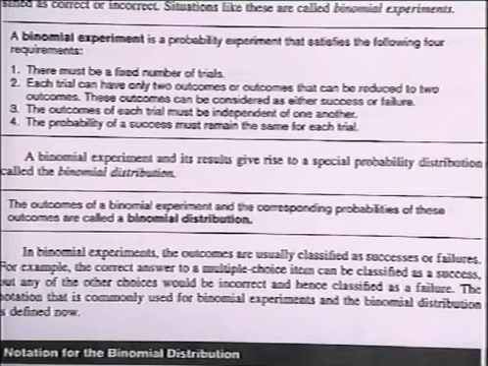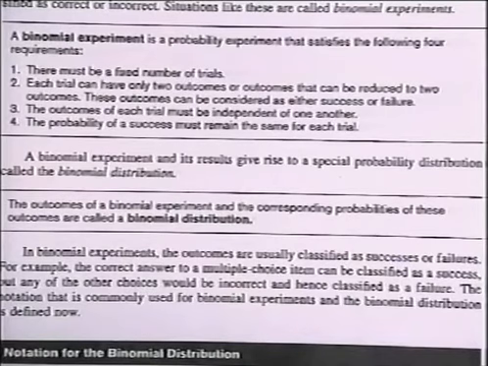There must be a fixed number of trials. Each trial can have only two outcomes, the dichotomy. The outcomes of each trial must be independent of one another. In other words, whether somebody has it or doesn't have whatever you're measuring doesn't affect the other one. And the probability of success must not change. It must be the same for every trial.